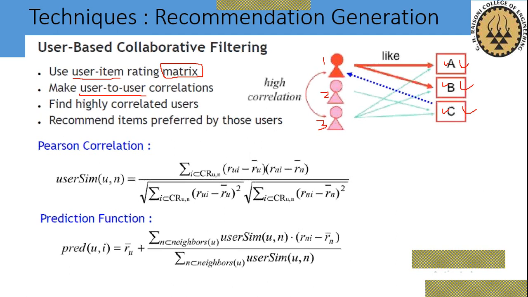So how to find out the Pearson correlation? To find out the Pearson correlation, there is one formula we define here: user similarity of u in the n number of users. Here n indicates the number of users. In my data set I have 3 users, and u represents a particular user. So let us consider the first user, out of these 3 users, for which you have to find out the similarity.